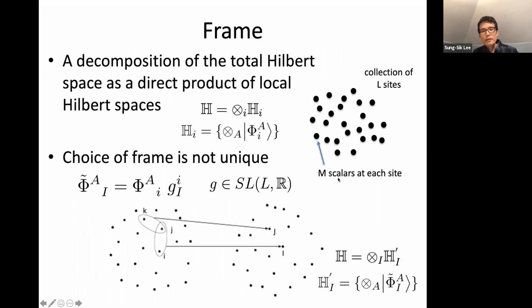Now this total Hilbert space can be viewed in the following way. If I interpret each column index I as a site, then we can view this M by L matrix as being a collection of L sites. And at each site, there are M scalars, okay? That's just another way of looking at this M by L rectangular matrix. And then the total Hilbert space can be decomposed into a direct product of local Hilbert spaces, H_I, where H_I is the Hilbert space spanned by those scalars in column I for all possible flavors. One choice of decomposition like this, I'm going to call a frame.